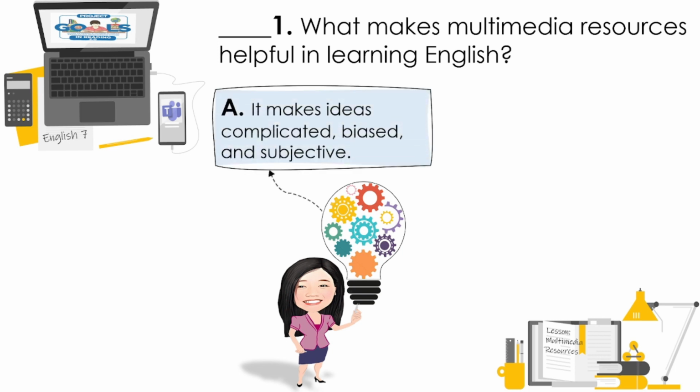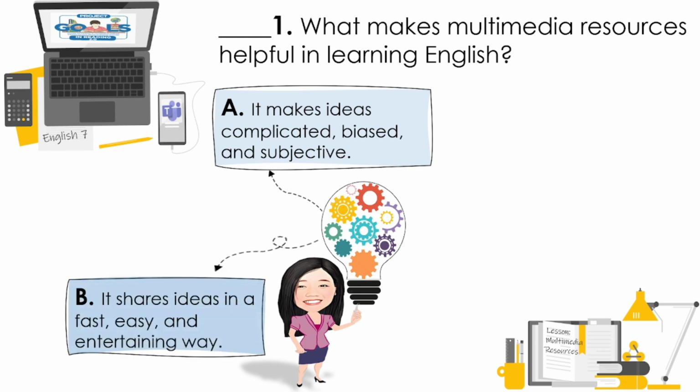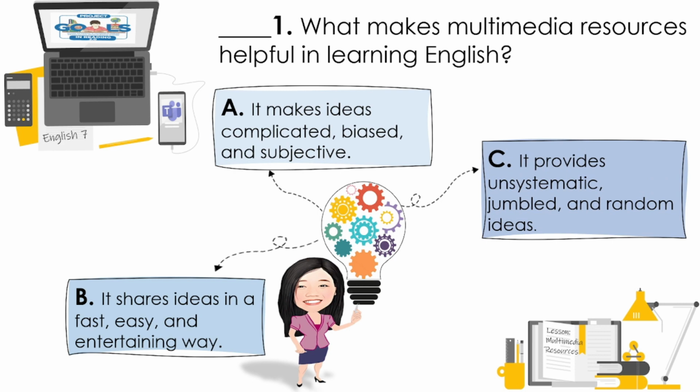Letter A. It makes ideas complicated, biased, and subjective. Letter B. It shares ideas in a fast, easy, and entertaining way. Letter C. It provides unsystematic, jumbled, and random ideas. And letter D. B and C only.